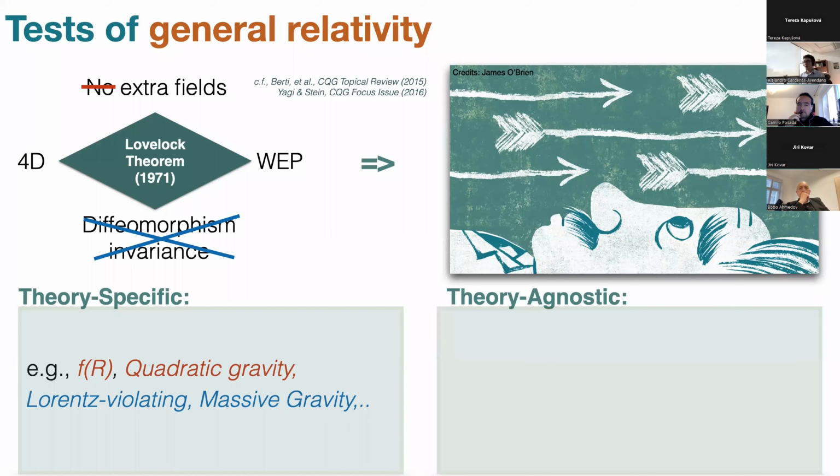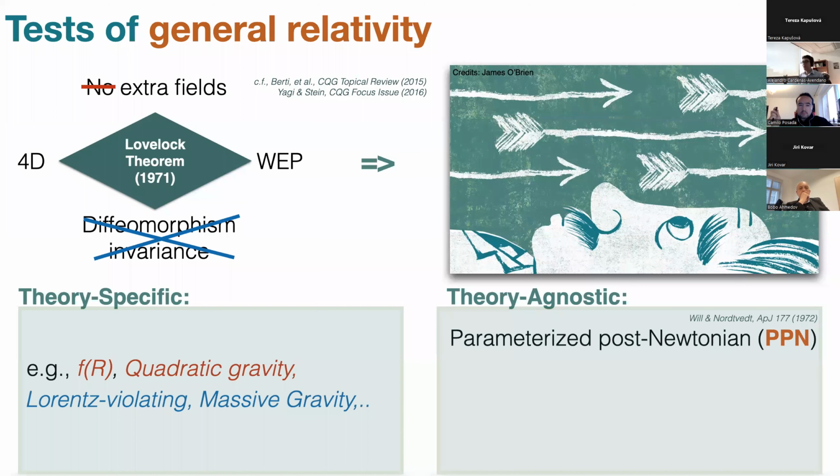There is another venue or possibility, which would be theory agnostic. In this case, you don't necessarily have a theory, but you might want to parameterize something. One of the most famous cases is the PPN, or parameterized post-Newtonian, in which you write something called a superpotential, which is all the possible terms that you might add to a potential, different from what we expect from general relativity. And this is very suitable for tests in the solar system.